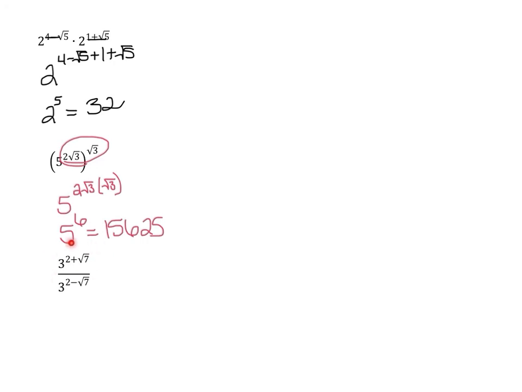Last equation, we're dividing. We have the same base, which means that we can subtract our two exponents. So we have 3 to the (2 plus square root of 7) minus (2 minus the square root of 7). Notice that I put this in parentheses, and I will have to distribute this negative. So that becomes 3 to the 2 minus 2 plus square root of 7 plus square root of 7.